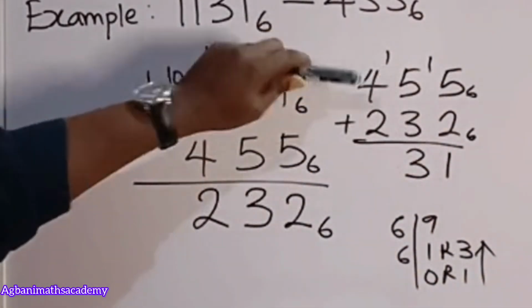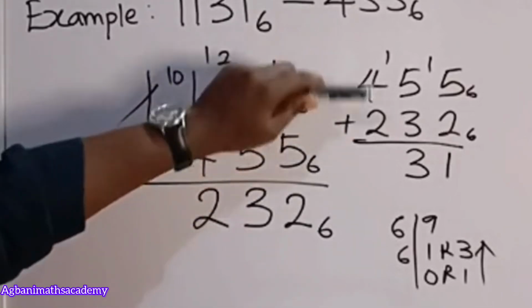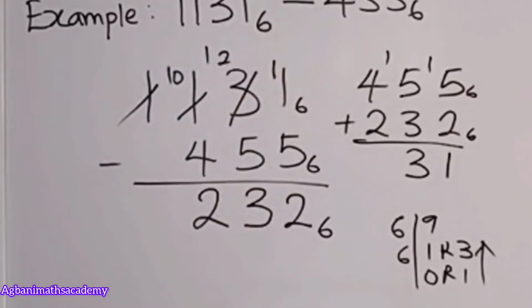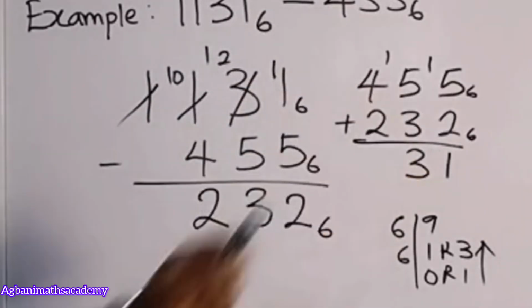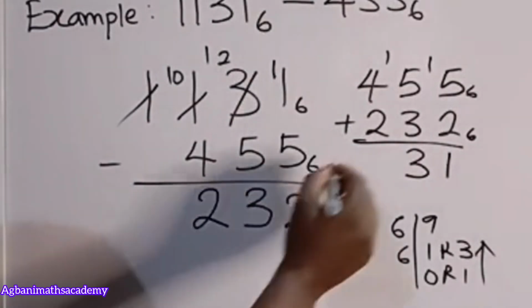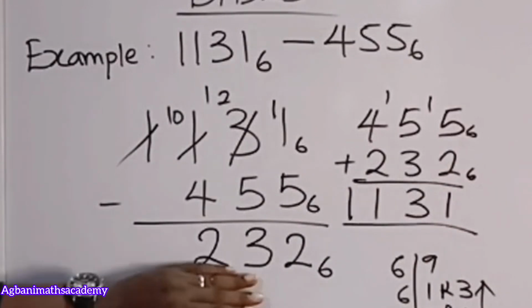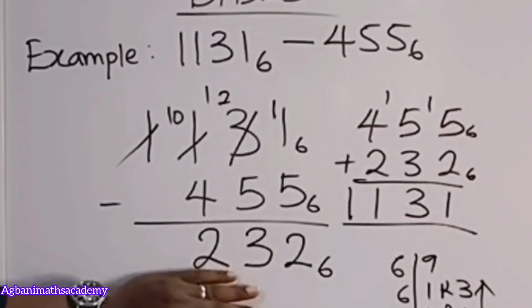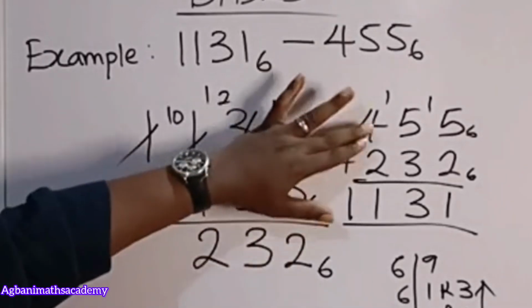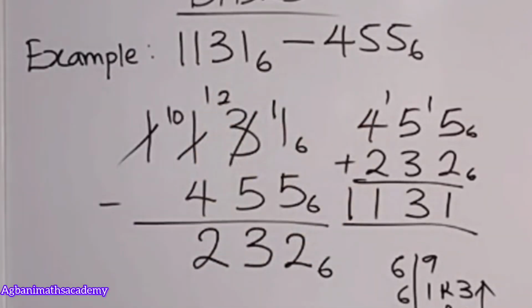Okay, so 1 plus 4 gives you 5. 5 plus 2 gives you 7. We have already calculated 7 here, and we got 11. So we write the 11 here. So you can see that it's the same thing. Okay, that shows that the process we used to subtract is accurate. If it's not accurate, if you add these two, you will not get the initial question.